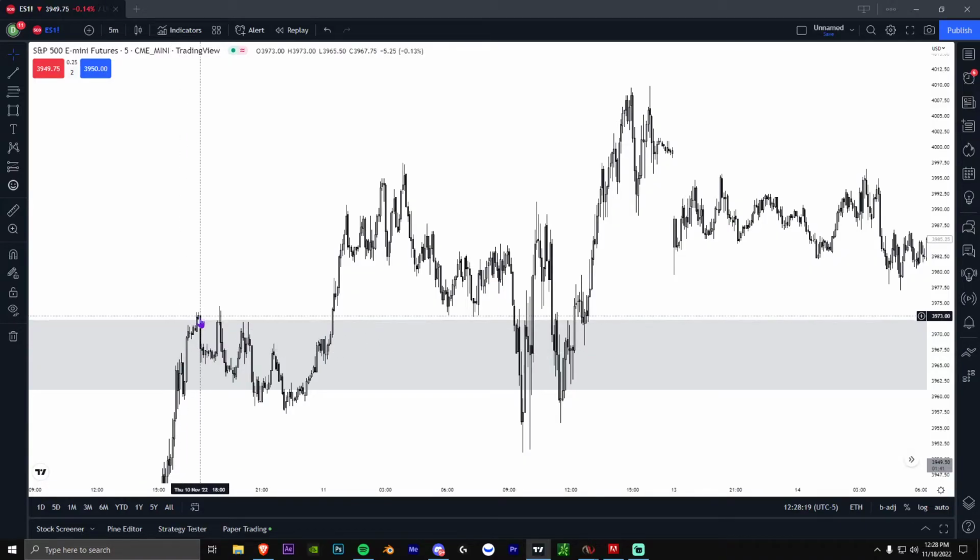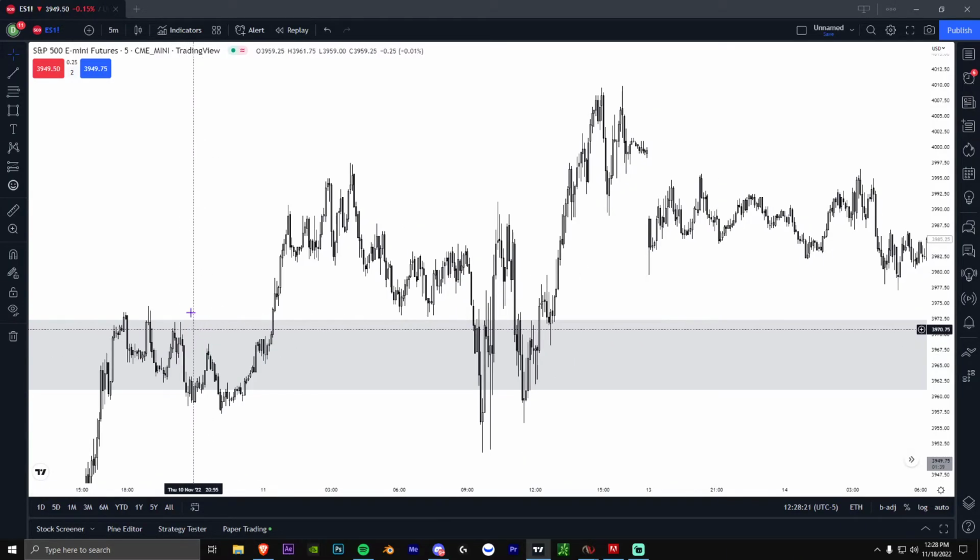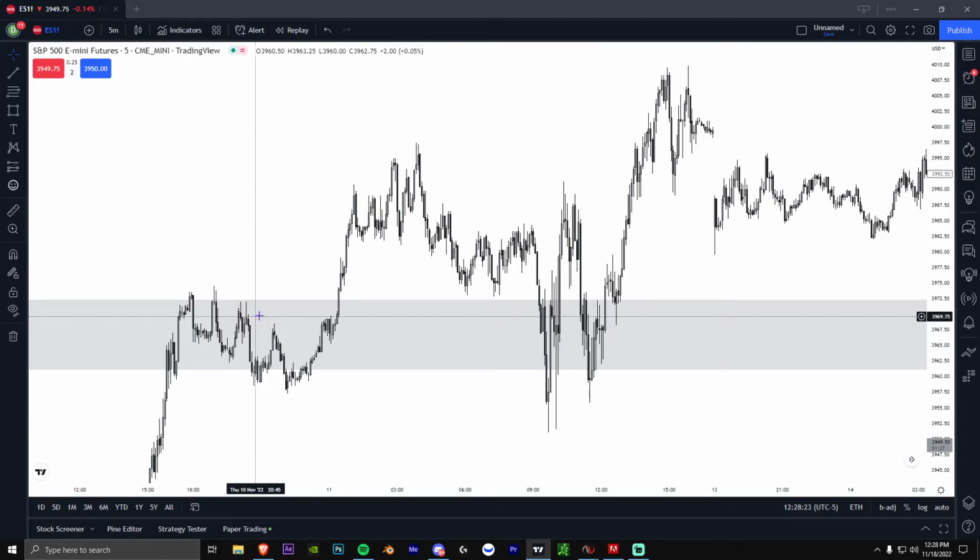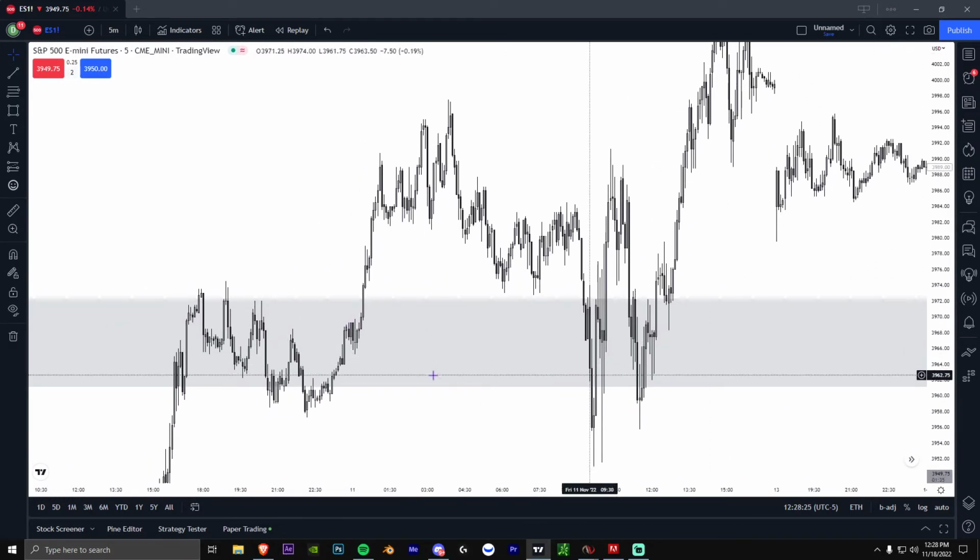So as you can see, we pump a little bit. We reject this fair value gap, but that's still not a short setup. Why? Because you need a fair value gap and you need a market structure shift. We don't have a market structure shift yet. And then boom, market structure shift, we go below these lows, and that's when you'd short.